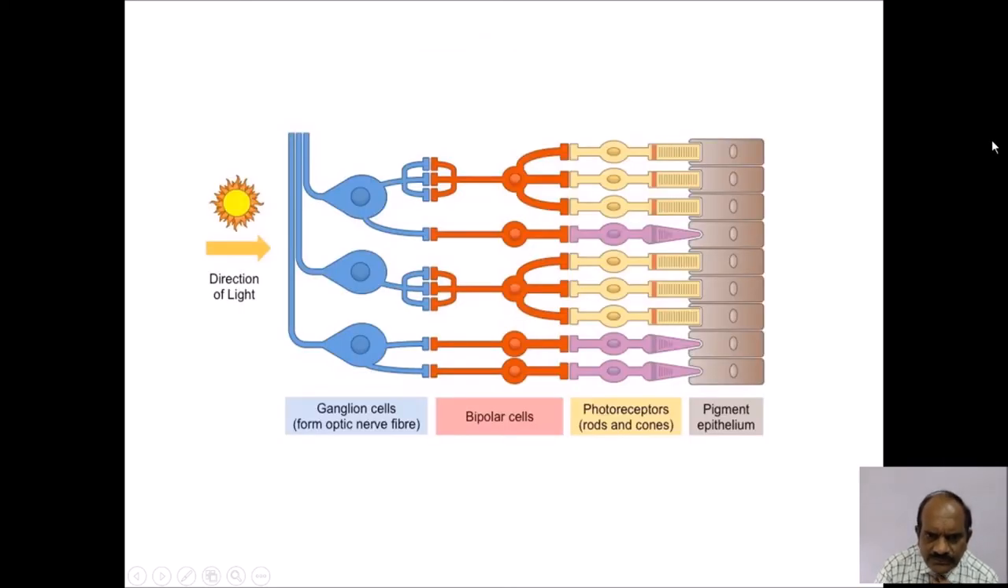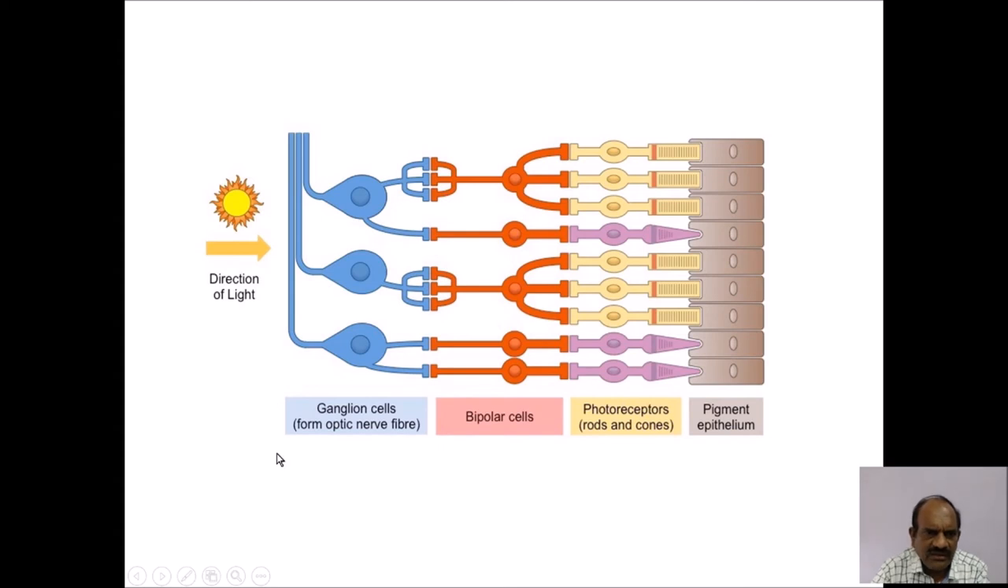Then coming to the other figure, it is the simplified figure of the retinal surface. It shows here the pigmented epithelium. It shows photoreceptors. These are the slender structures or rods, and the conical structures, which are shown in the violet color, these are the cones. Then it shows the bipolar cells. Other types of cells are not shown.